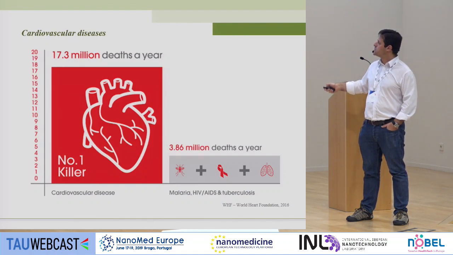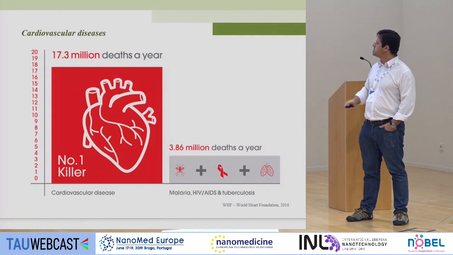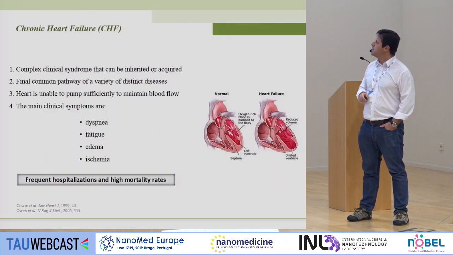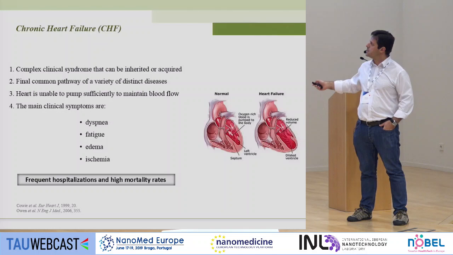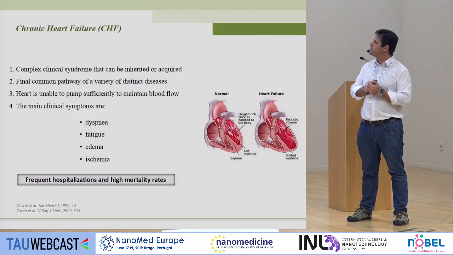This is also a possible comparison, in which you have the deaths per year due to cardiovascular diseases, and we're comparing with the values for malaria, HIV/AIDS, and TB, tuberculosis, put together. So they are way above.